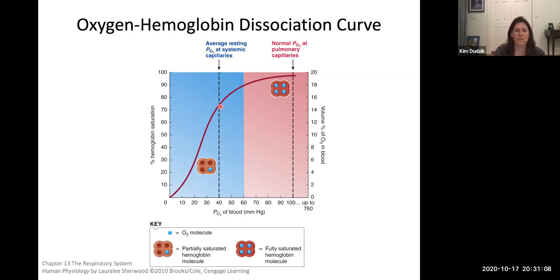75% saturated. So if it's 75% saturated, that means it released 25% of its oxygen. That's what's left over. If we keep going down further, let's say you're working really hard and your tissues are using a lot more oxygen. And so that means that the tissues' partial pressure is down to 20 now. What is the percent saturation of hemoglobin when the partial pressure of oxygen is at 20?